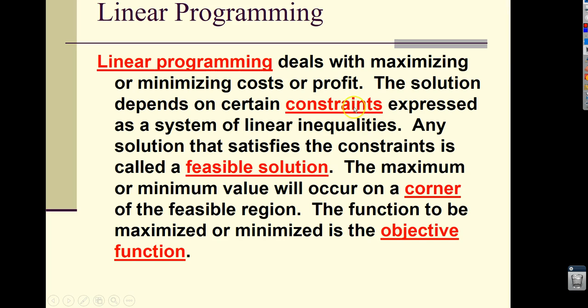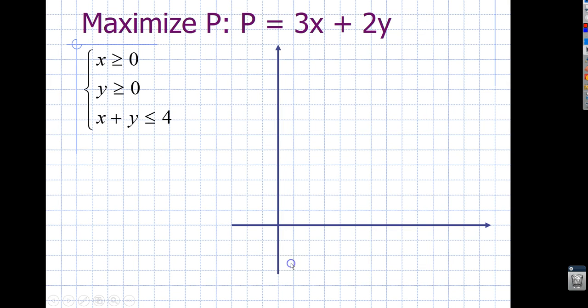So we practiced making those constraints and graphing those constraints. Any solution that satisfies the constraints, so that's the shaded region, is the feasible solution. The maximum or minimum value will occur on a corner of the feasible region. So that's why we picked out the corners on that last section. The function to be maximized or minimized is the objective function.